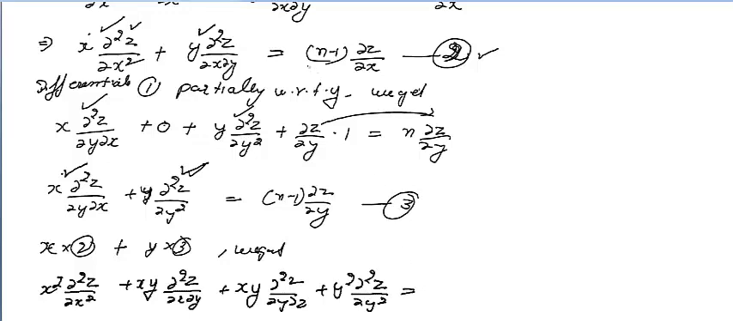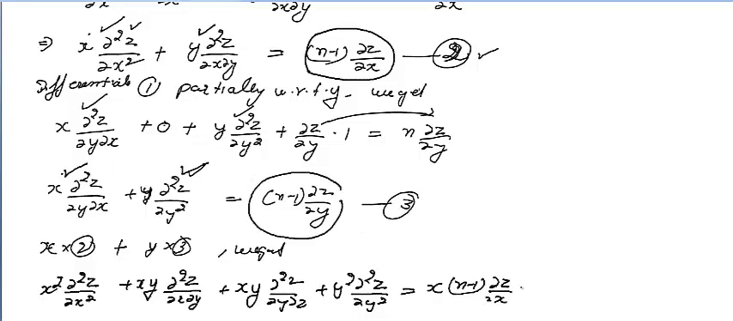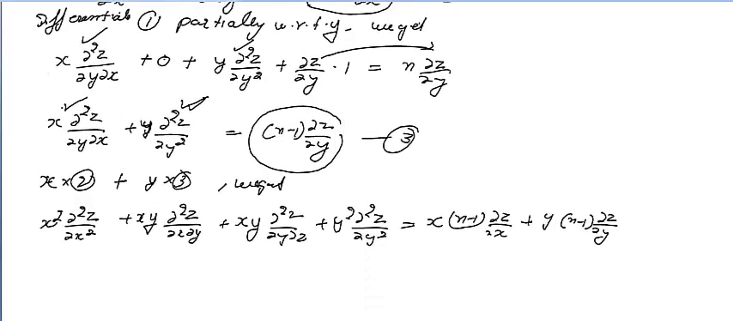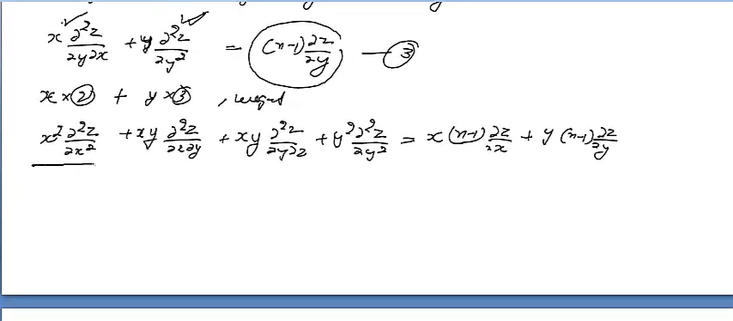to, now on the right hand side of equation number 2 you will multiply with x, you will get x(n minus 1) ∂z/∂x. Now the right hand side of equation number 3 you are multiplying with y, you are getting y(n minus 1) ∂z/∂y. Very interesting to see this result. Now see, so you have x² this one. Now this term I am writing first, y².